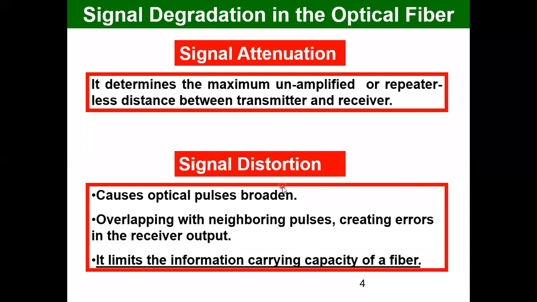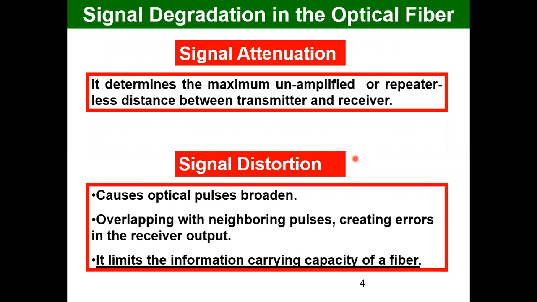So there are two categories of loss: one where there is a decrease in signal strength, and secondly, a distortion, or you can say dispersion, in the shape of the pulse. Basically, broadening of the pulse takes place. It's not my original pulse, so I call it distortion. And since it is broadening, I can call it dispersion also. So two categories. Today we will start with the first category, that is signal attenuation.